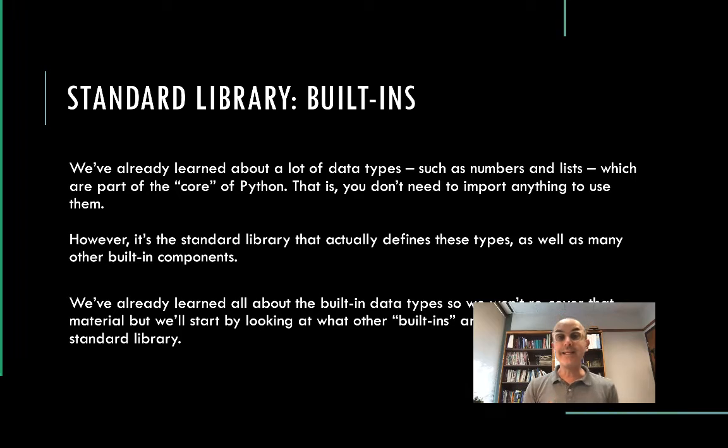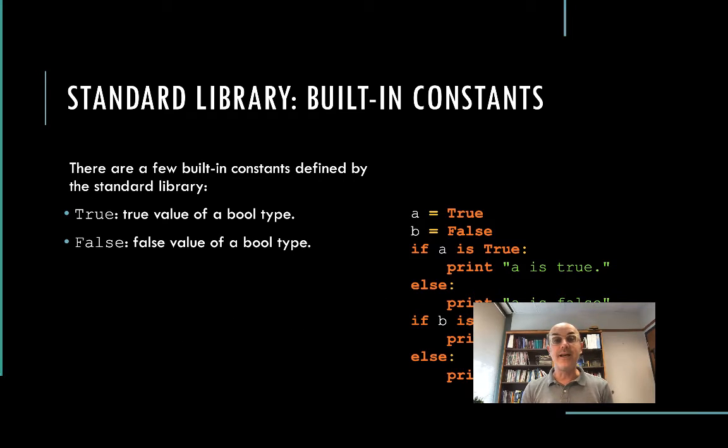So the standard library is built in. We have already learned about different types of data, such as numbers and lists, as part of the core foundation of Python, and we didn't import anything to use them. However, it is the standard library that actually defines those types as well as many other built-in components. So in this section we are going to cover the built-ins as defined by the standard definition.